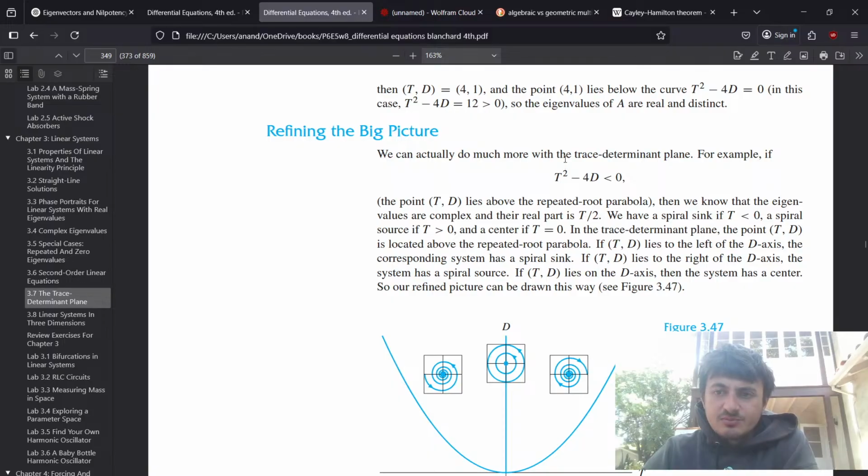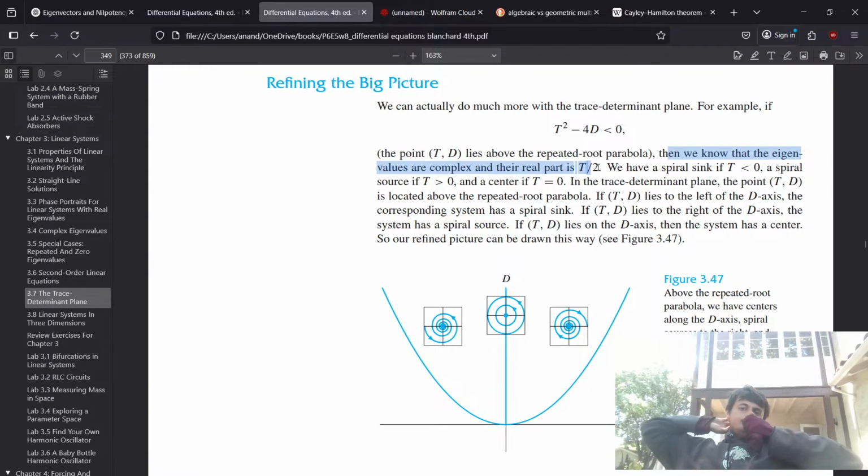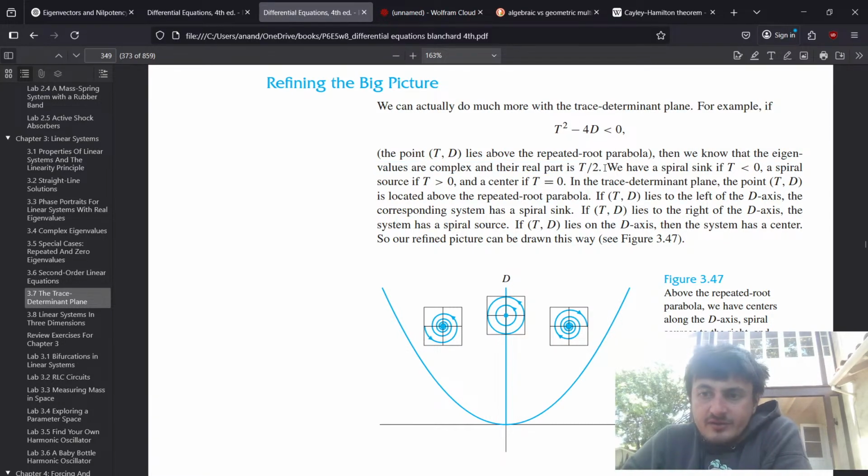We can actually do much more with the trace-determinant plane. For example, if T squared minus 4D is less than 0, the point lies above the repeated root parabola. Then we know that the eigenvalues are complex, and their real part is T over 2. We have a spiral sink if T is less than 0. Wait, we have a sink.